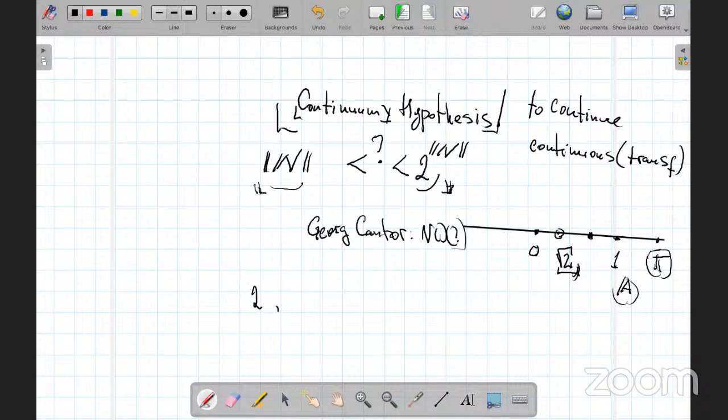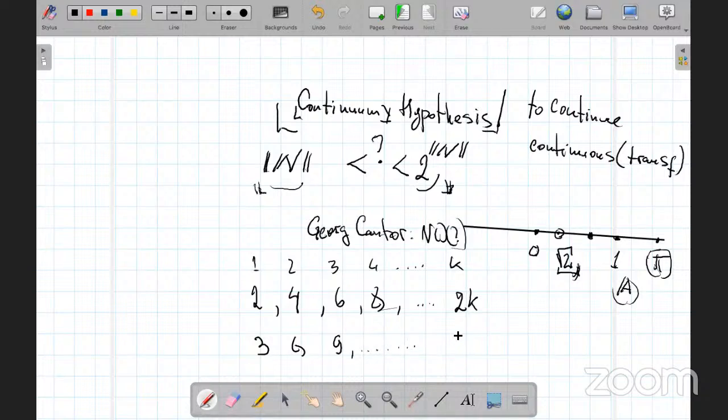So what are even numbers? 2, 4, 6, 8, etc. So I may say 2k, where k is 1, 2, 3, 4, and so on. And what is divisible by 3? I start with 3. Next goes 6, next goes 9, etc. So it's 3 times k.